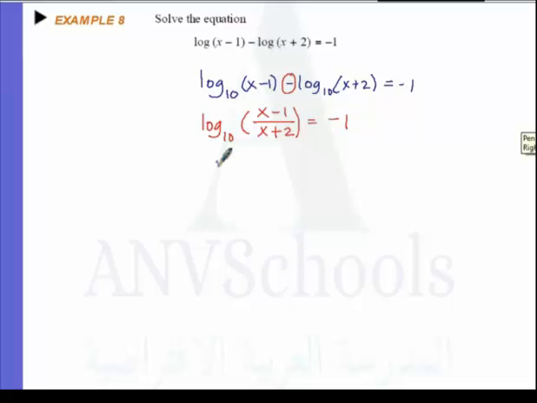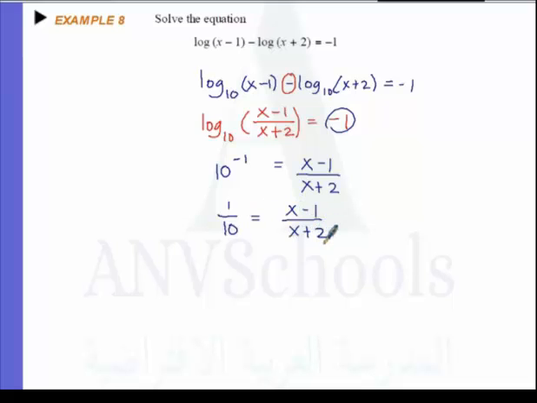Let us now go to interchanging the logarithm to the exponential form. My base is 10, so I raise it to −1. This is my exponent. And that's equal to (x − 1) over (x + 2). And 10 raised to −1 is just 1 over 10, which is equal to (x − 1) over (x + 2).